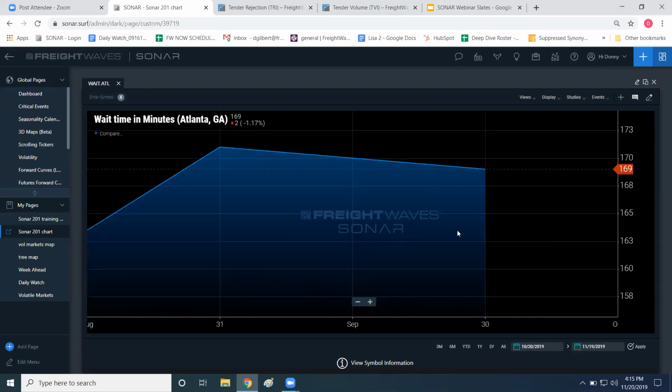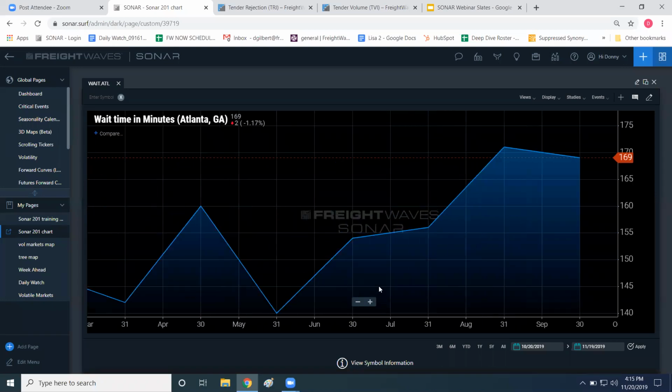This measures in minutes. So the 169, that's 169 minutes that a driver is sitting at either a pickup or delivery location in the Atlanta market. So we're measuring on a monthly level. We see that back at the end of May, we were down to around 140 minutes. Now, of course, this is very important.